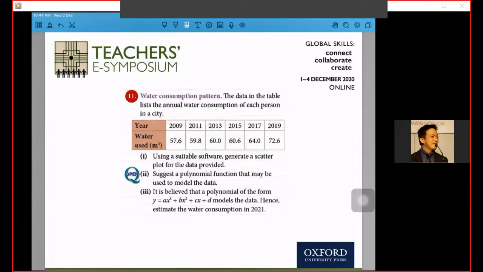Can they use the data to estimate or predict, rather, the water consumption next year in 2021 and beyond? And the polynomial function that they're asked to suggest, I'm sure there are multiple possibilities, and hence that is actually an open-ended question with more than one possible answer. Are our students being accustomed to such problems?